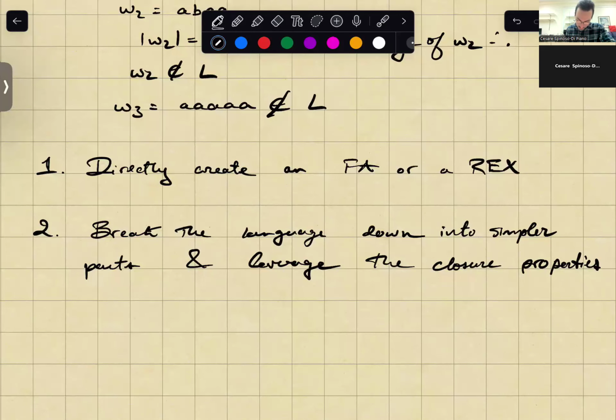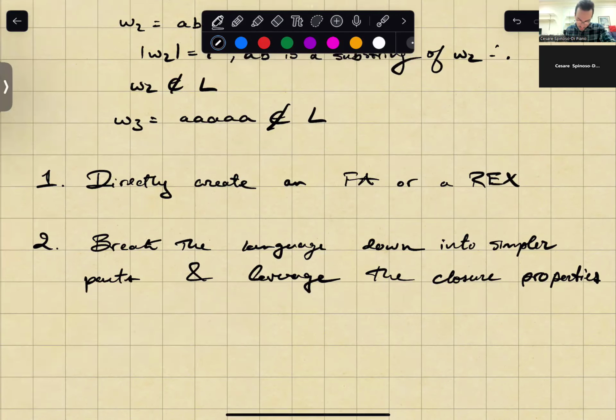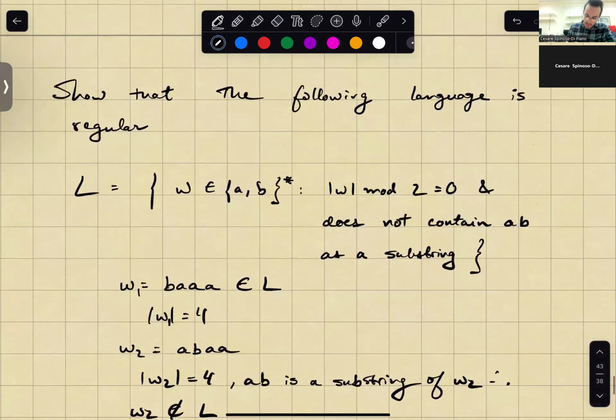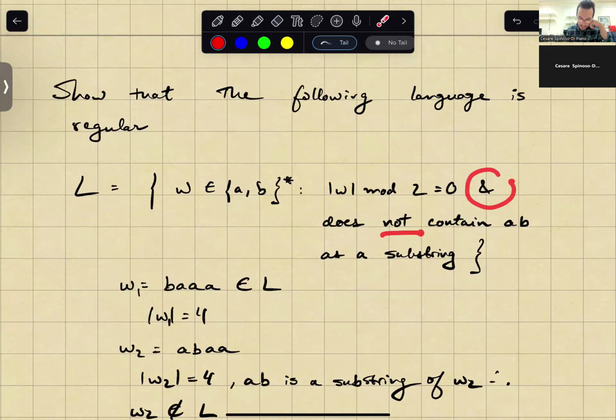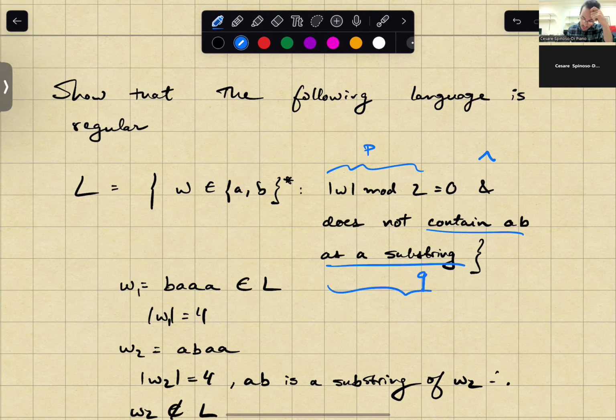Okay, so break the language down into simpler parts. How are we going to do this? Well, it looks like we can do this because we have an "and" and a "not" here, right? So really, this is saying something like condition P has to be true, and if containing AB as a substring is Q, then not Q has to be true, right?